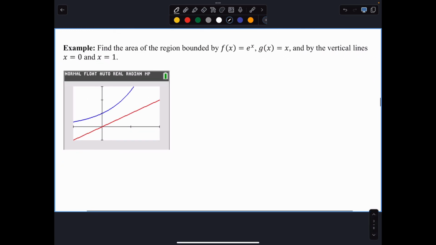Okay. So I've given us the graphs again here. Just from your knowledge, you guys know that this would be f of x equal to e to the x. The line would be g of x. And then we want to find the area of the region bounded by those two functions and then the vertical lines x equals 0 and x equals 1.